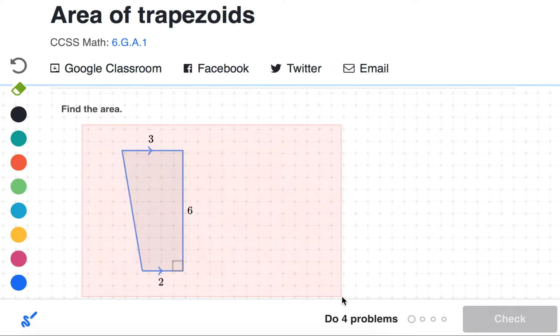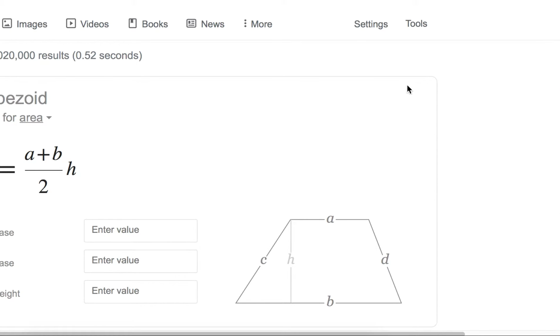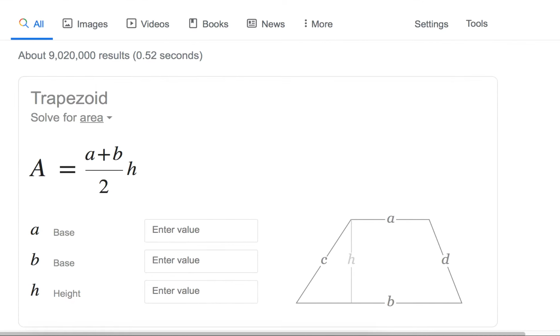So just thinking kind of logically, what if we averaged 2 and 3, right? And then multiplied by 6. And that is in fact the formula for the area of a trapezoid. A plus b divided by 2, where a and b are the two bases. So again, dividing by 2 is finding the average, multiplied by the height.